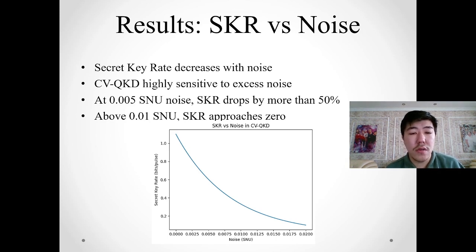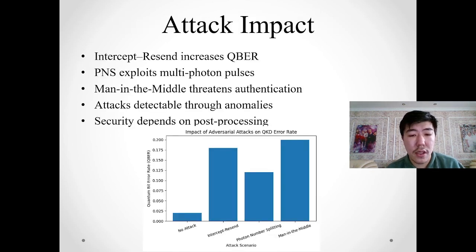In my simulation, when noises reach about 0.005 shot noise units, the key rate drops by more than half. If the noise exceeds about 0.09, secure key generation becomes impossible. This demonstrates that controlling noise is essential for reliable quantum communication.